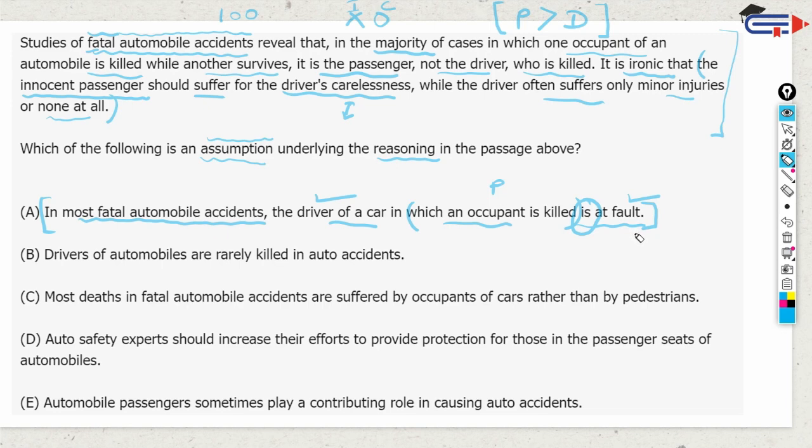If the driver is not at fault, can we say this statement, driver's carelessness, it is ironic that the careless driver doesn't suffer any injury, right? Then it would not make sense. The argument would not make sense because the argument is blaming the driver, and here this statement would mean that the driver is not at fault. So in that case the argument will not make sense. So negation of answer choice A sort of breaks down the argument, so it's a good contender for assumption. Let's keep this on hold.